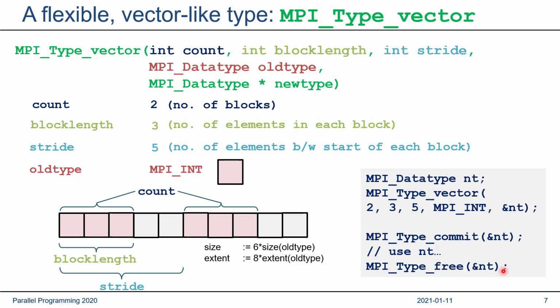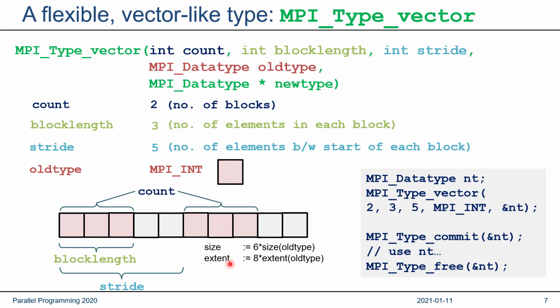There are 2 parameters that it's useful to be aware of when dealing with such types, and these are the size and the extent of a type. The size of a type is the accumulated size of all the elements that are part of the type. In our case, it would be 6 integers, so 6 times the size of the old type. If the old type is a 4-byte integer, it would be 24. So this is all the data that comprises the type, not including any gaps.